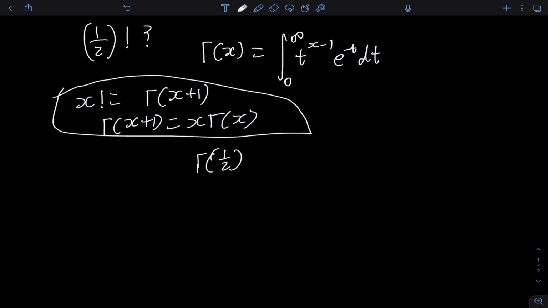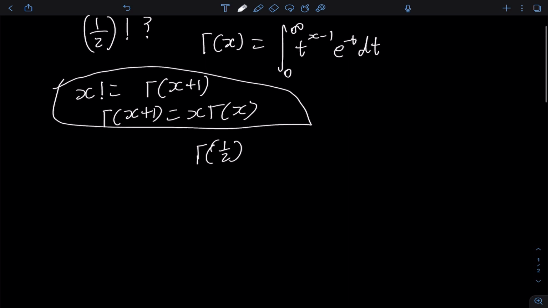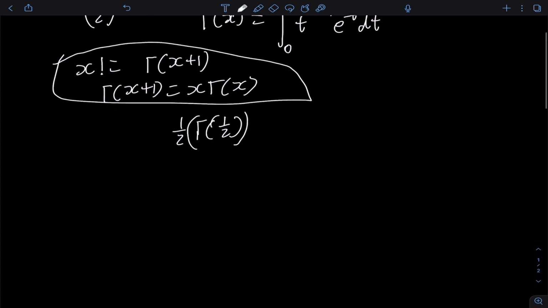Right now, our x is 1/2. So therefore, gamma of x plus 1 will be 1/2, because that is our x, times the gamma of 1/2. And that will give us 1/2 factorial. So let's get started, because our end goal today will just be to take a half of the gamma of 1/2. So let's compute the gamma of 1/2.